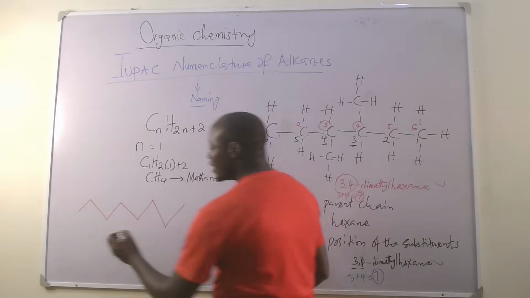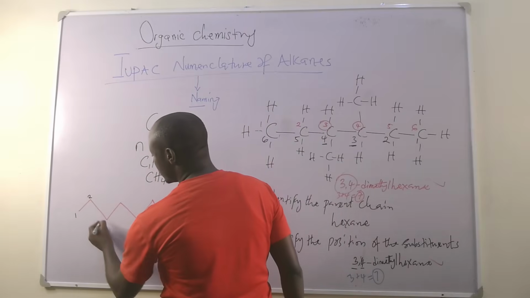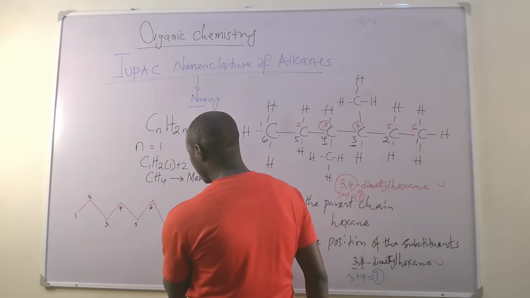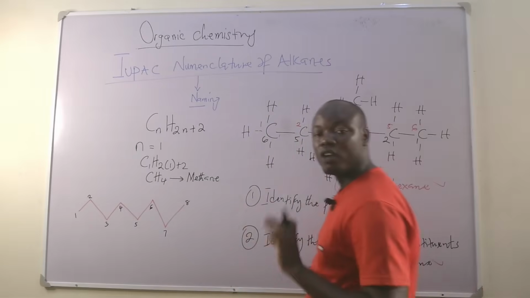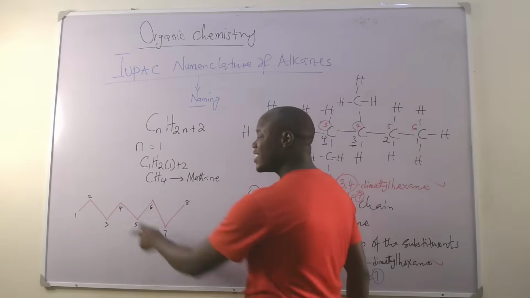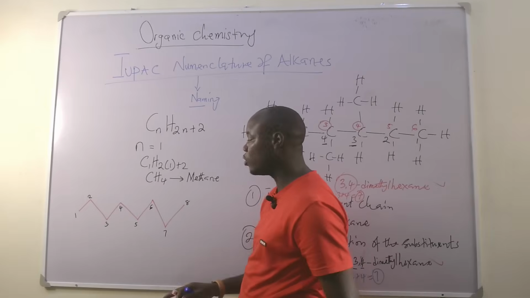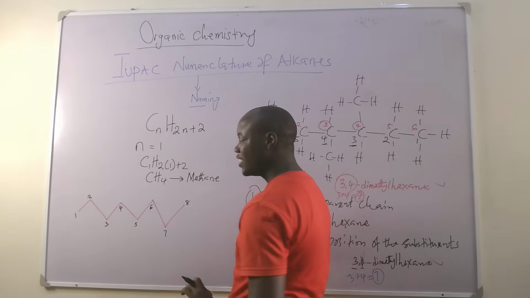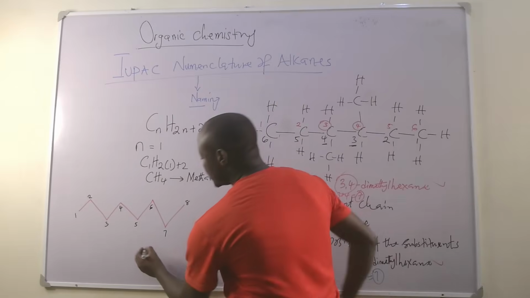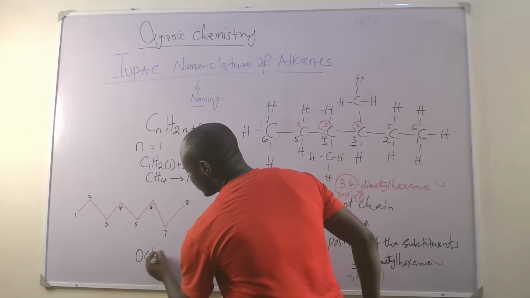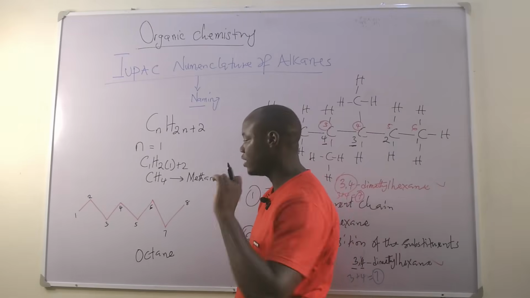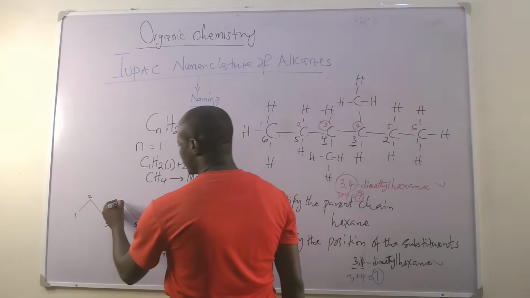It means that here you have 1, 2, 3, 4, 5, 6, 7, 8. It means that you have a total of 8 carbon. So therefore, since there is no double bond, because if there is a double bond it will be indicated, and if there is any substituent it will also be indicated, this is a typical octane. This is octane.